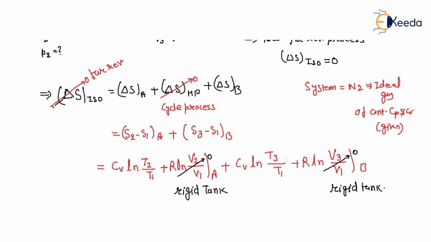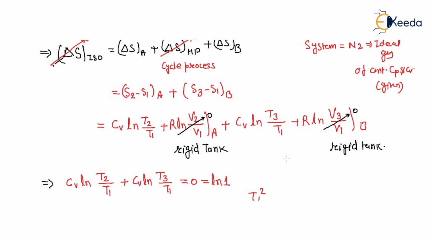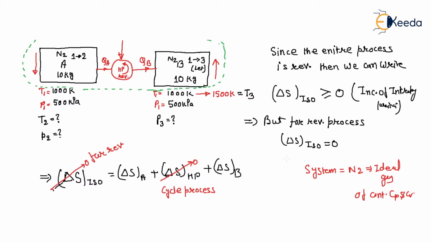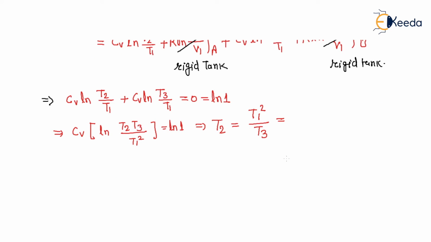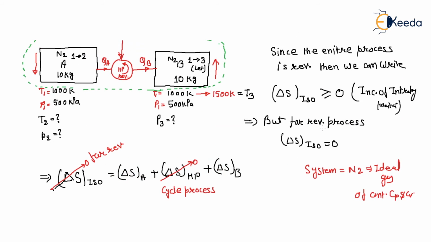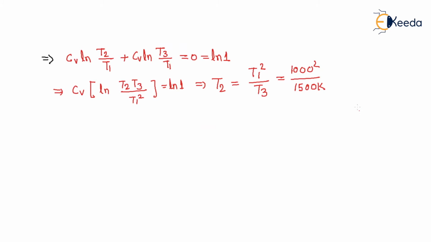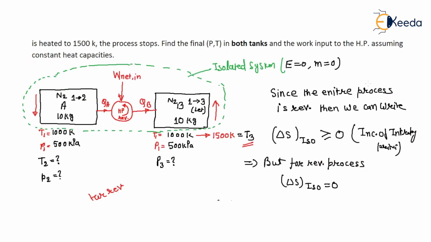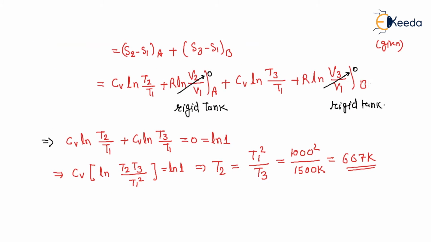So this is your 1, 2, 3. What is your T1 initially? Initially both have the same temperature, 1000 Kelvin. So this is your 1000 square. And what is T3? T3 is 1500 Kelvin. So this is 1000 square by T3, which is your 667 Kelvin. So its temperature will reduce. Initially it is 1000, now it is 667.